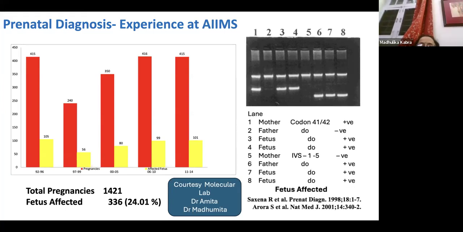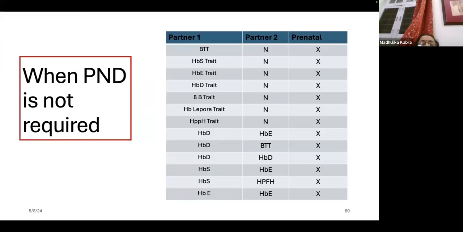Next. So Ratna has very nicely alluded to when prenatal diagnosis is not required. So this slide I have put just to re-emphasize that many times we are still getting referrals for prenatal testing with one partner being a carrier, and then all these combinations of HbD and thal, and HbD and E, and so on and so forth. In these situations, there is no need to offer prenatal testing and only counseling is required.